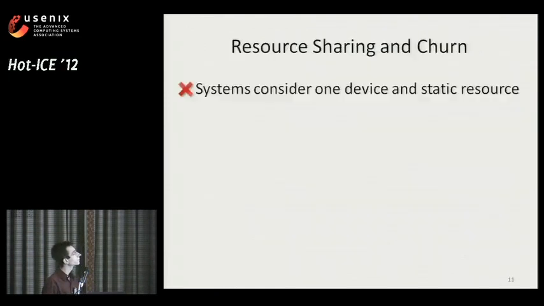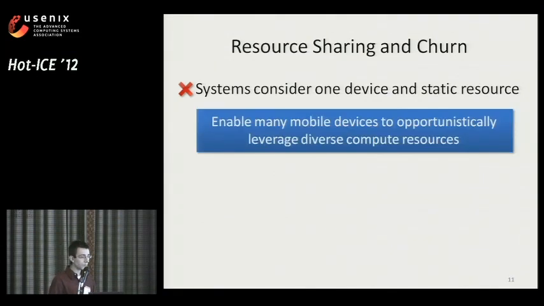So now let me talk about how we address the second issue that I raised, which is resource sharing and changes in the availability of resources. As I mentioned earlier, existing systems consider one device and they assume that there is a static dedicated resource that can provide compute resources for execution. What we actually want to be able to do, though, is to have many mobile devices opportunistically leverage whatever resources are available in the network.